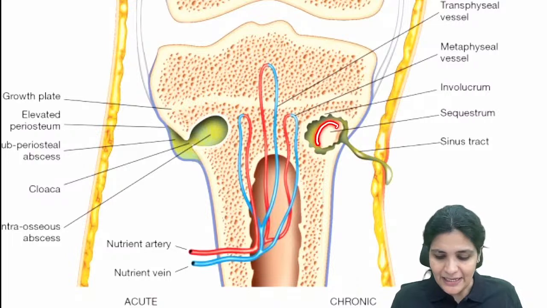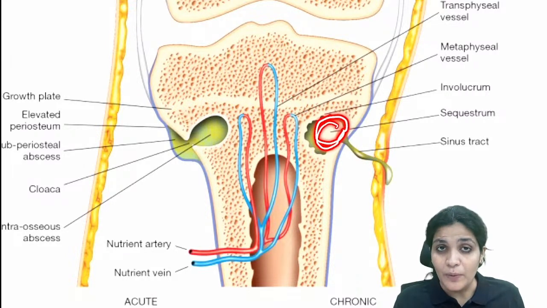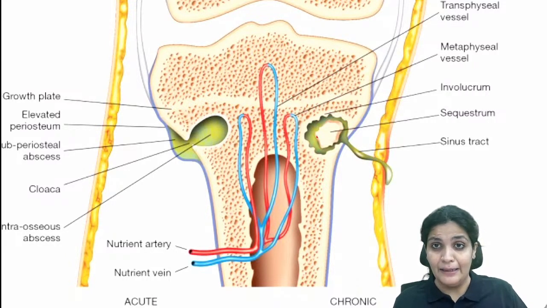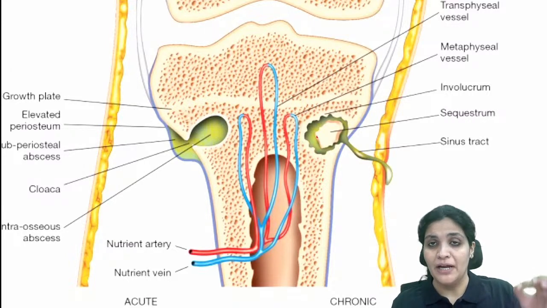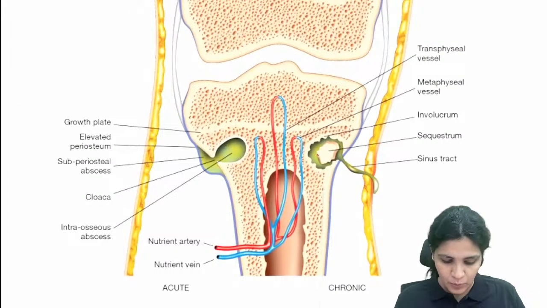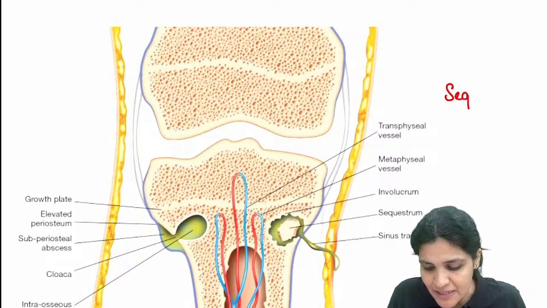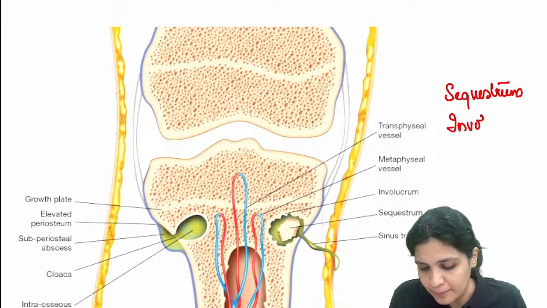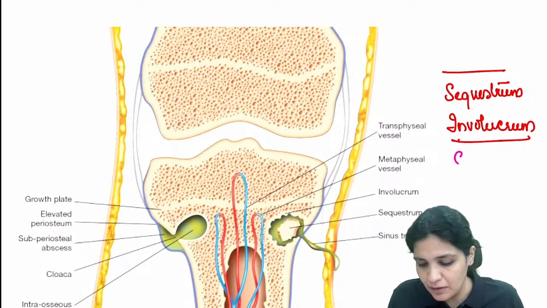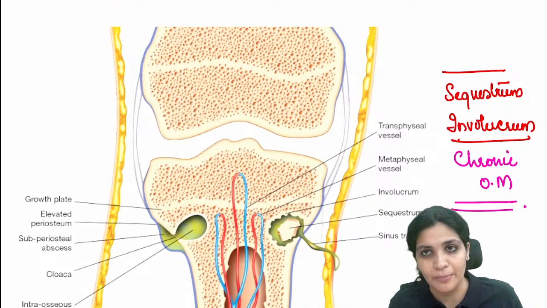This is called the sequestrum, right? And as I told you, whenever the periosteum is elevated or irritated, there is new bone formation, and that new bone formation is called the involucrum. Understood? So whenever I use the terms sequestrum and involucrum, that means I am talking about a chronic osteomyelitis.